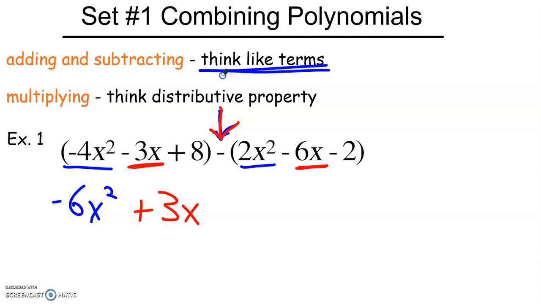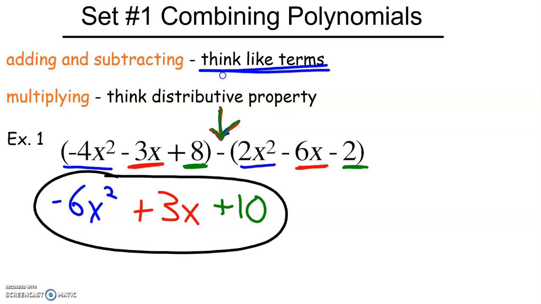And then we have our constants. We have 8. We are subtracting a negative 2. That becomes plus 10. When we look at what we're left with right here, we have no more like terms. We have combined those 2 polynomials. Okay, adding, subtracting, only like terms. Pay attention to that operation that you are doing between those like terms.